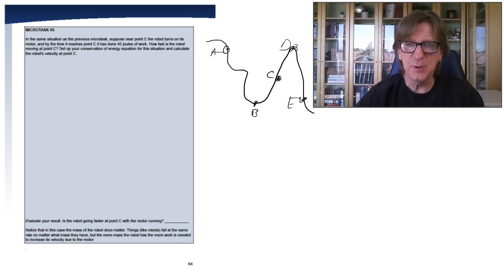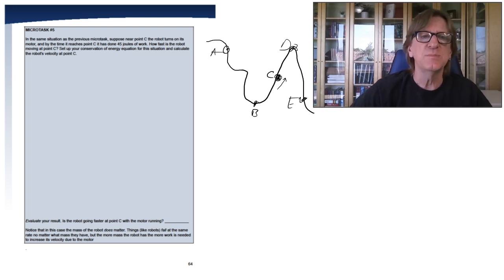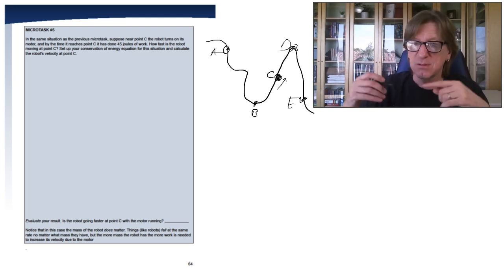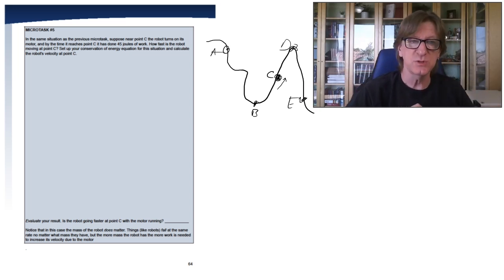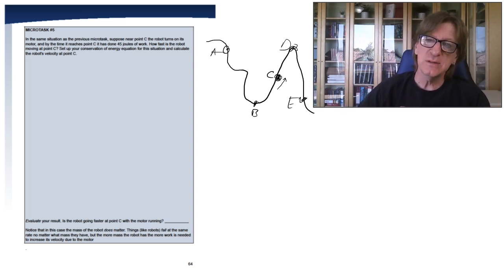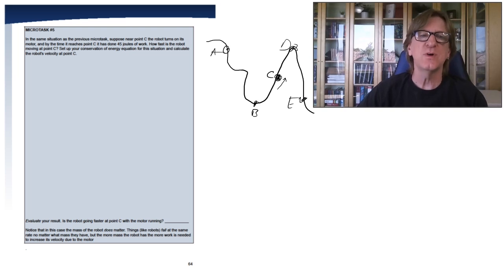So let's suppose at point C, I've been coming down like this, and I'm coming up here. Just prior to that, we turn on the robot's motors to give it a little more oomph as it goes up. Those motors are going to do some work, and we'll say that the motors do 45 joules of work. How fast will the robot be moving at point C?